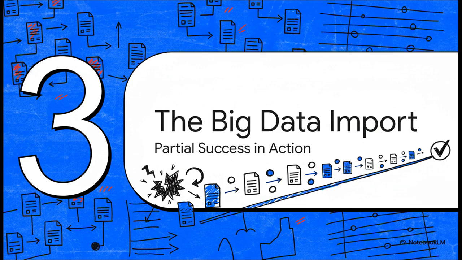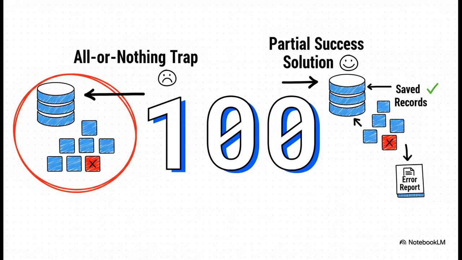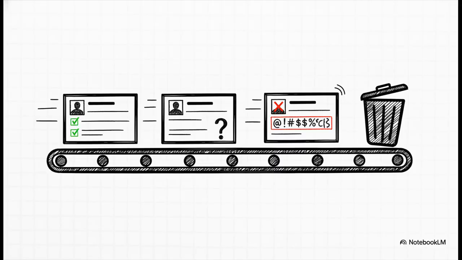So theory is great and all, but let's see how this plays out in a real-world situation you're definitely going to run into, a big data import. This is where partial success goes from being just a neat trick to an absolute must-have. So let's imagine a pretty common task, right? You've got a list of 100 new leads from some other system, and you need to get them into your database. Seems simple enough. But here's the reality check.